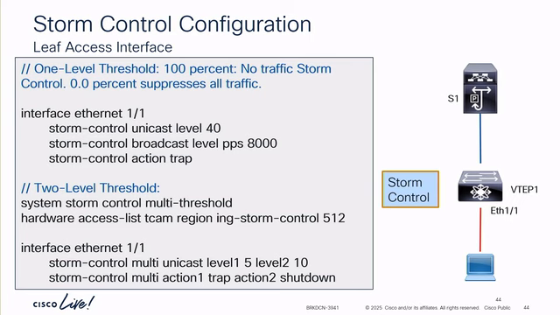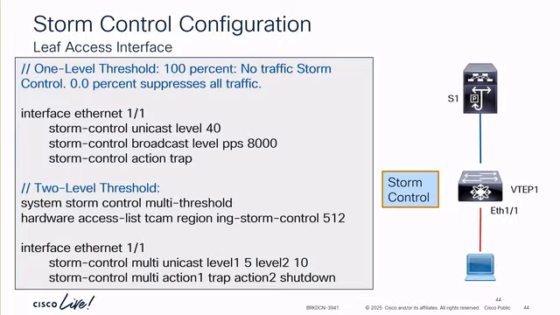Now, let's look at the second example, where we're going to set two levels, a minimum level, which is level 1, and then we also set a level 2. In order to use this multi-threshold level feature, you need to first enable the feature, which is system storm control multi-threshold. You also need to carve out some TCAM space and reload the switch, right?